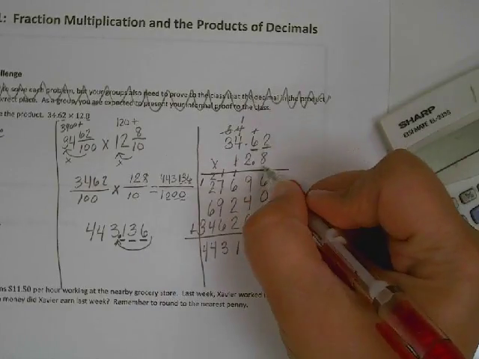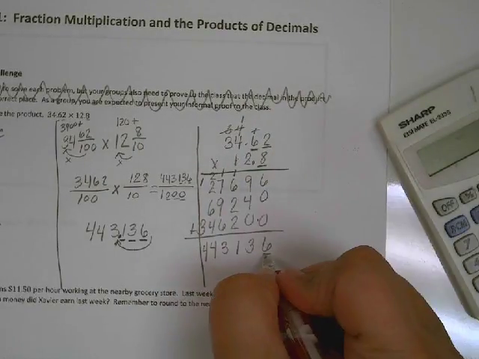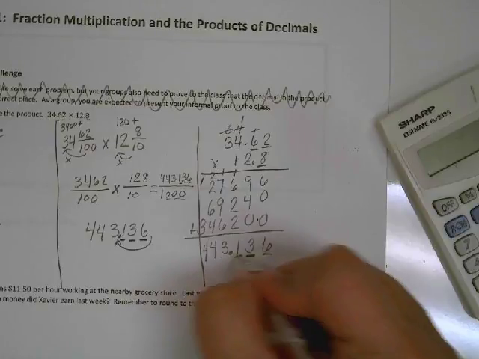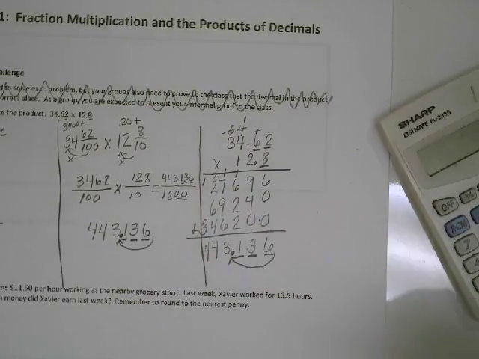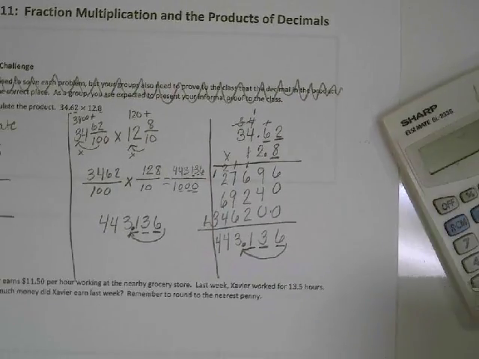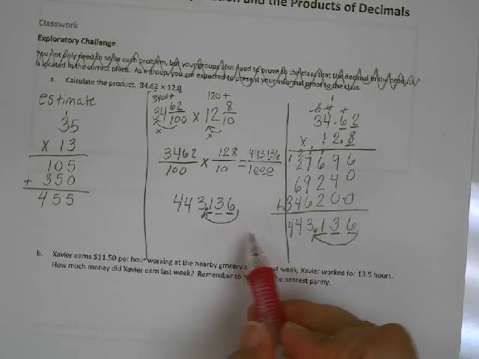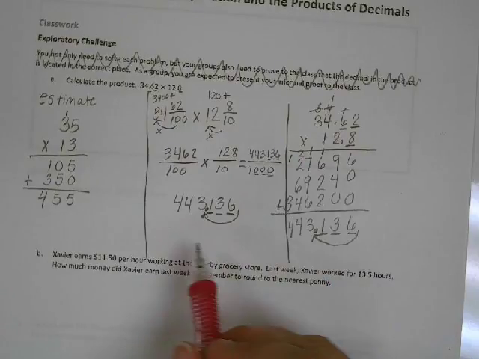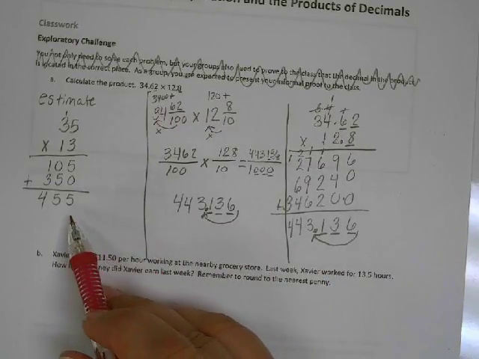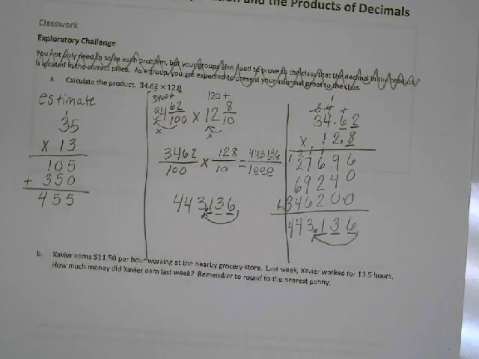Count up how many numbers are behind my decimal. And I do the same thing here. So you can see that these two numbers are the exact same, and they're pretty close to the 455, and we talked about how it may be a little bit more because we did round those numbers up.